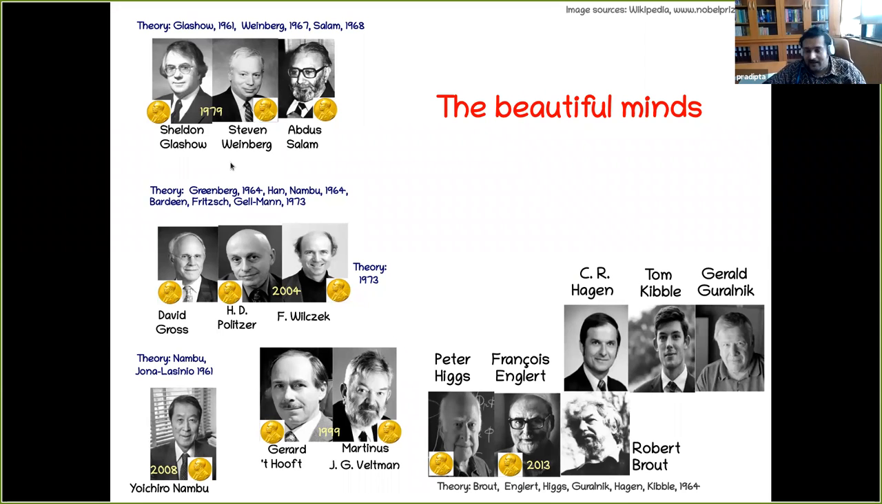And you know that Steven Weinberg passed away just one month back. And then you have Gross, Politzer, and Wilczek. They are associated with the theory of the strong interaction and asymptotic freedom. I don't want to discuss them. And these two gentlemen who showed the renormalizability of the standard model, 't Hooft and Veltman.